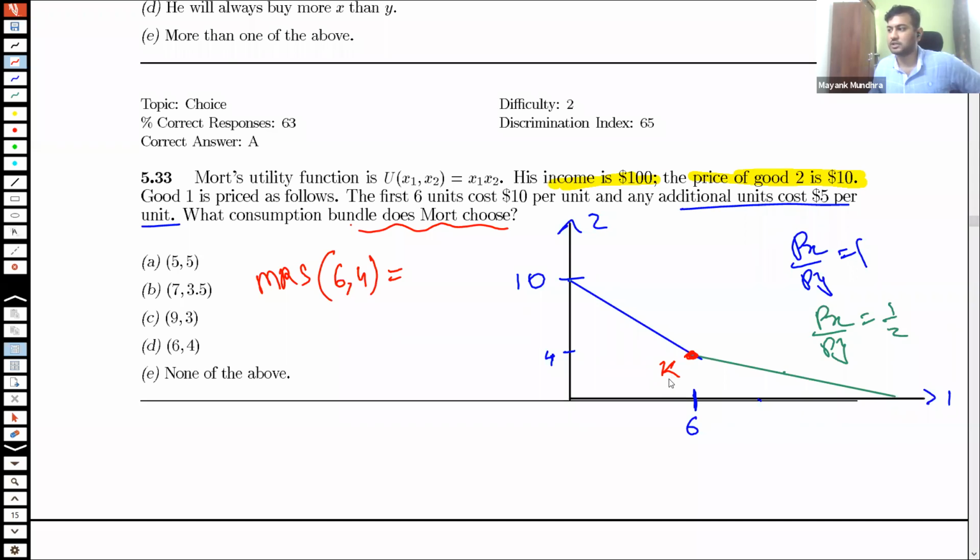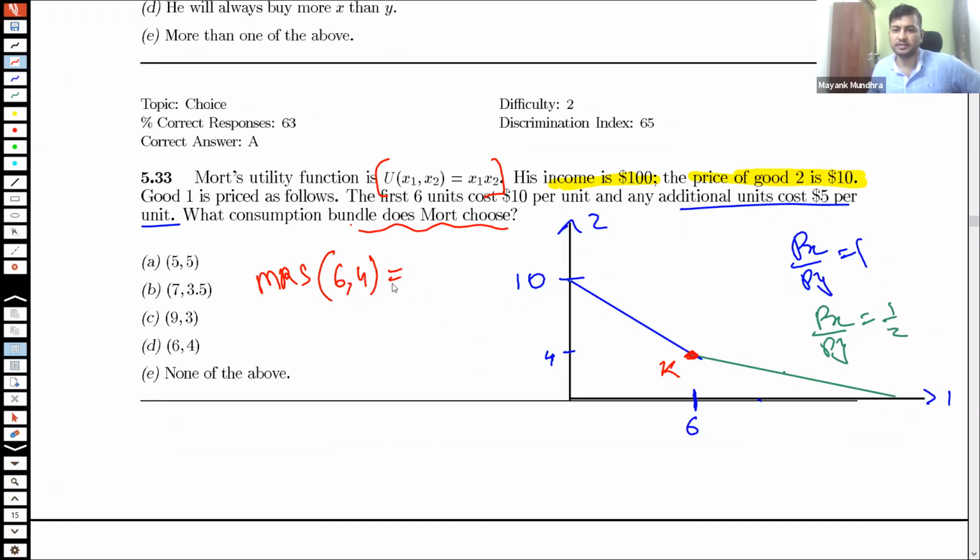Who asked this question? Was it Kritika? What is the MRS, Kritika, at 6, 4? This is my utility function. Kritika, can you hear me? Hello, can anyone hear me? Yuvakshi, can you hear me? Yes, sir. Okay, I don't know what happened to Kritika.